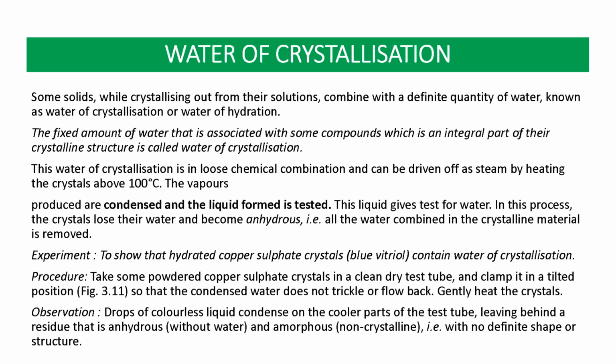The water of crystallization is in loose chemical combination and can be driven off by heating. So when we want to remove water of crystallization, we can remove it by heating. The vapors produced are condensed and the liquid is tested. This liquid has no taste, like water. In this process, the crystals lose their water and become anhydrous. All the water combined in the crystalline material is removed.